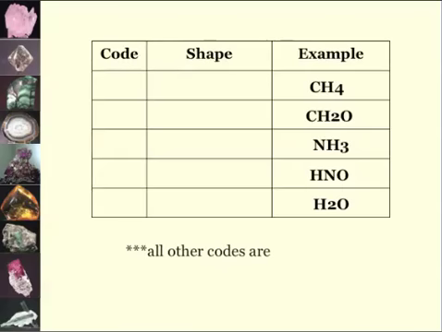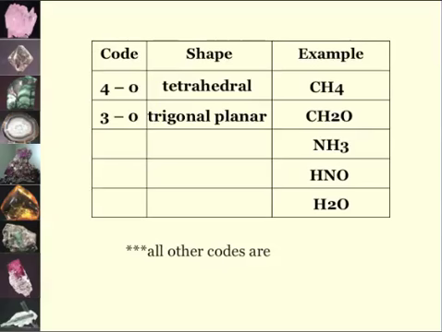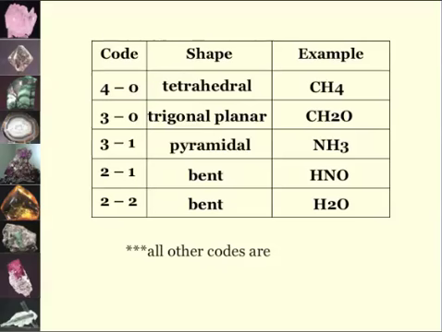We have some examples, and we're going to talk about the codes and the shape. So 4 to 0 is going to give you a tetrahedral shape. So these are 4 other atoms to 0 lone pairs. If we have 3 other atoms to 0 lone pairs, that's a trigonal planar. Okay, if we have 3 other atoms and 1 lone pair, we're going to get a pyramidal shape. Okay, if we've got 2 other atoms and 1 lone pair, we're going to have a bent orientation, and 2 other atoms and 2 lone pairs will also give us a bent. Okay, all other codes are going to be linear.